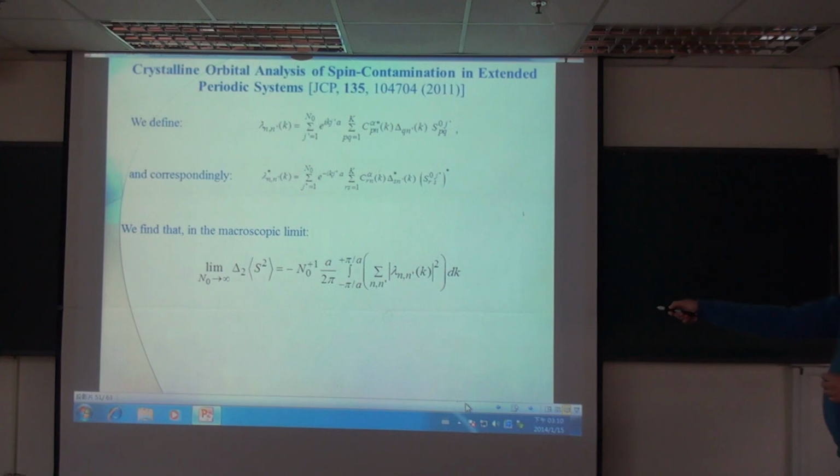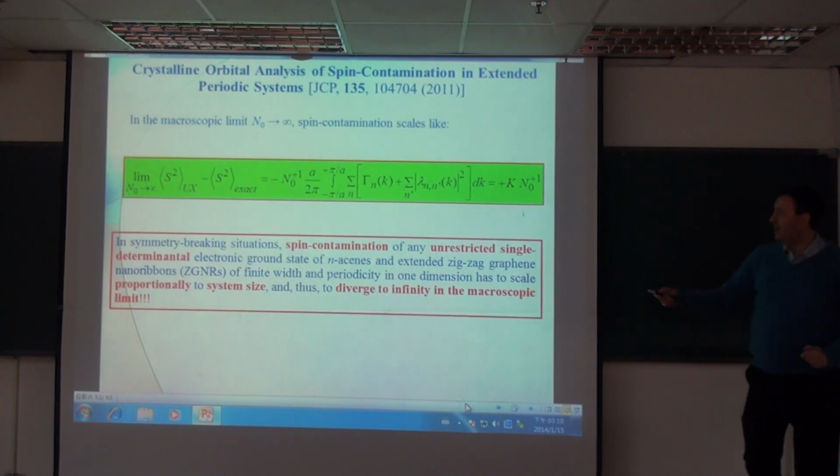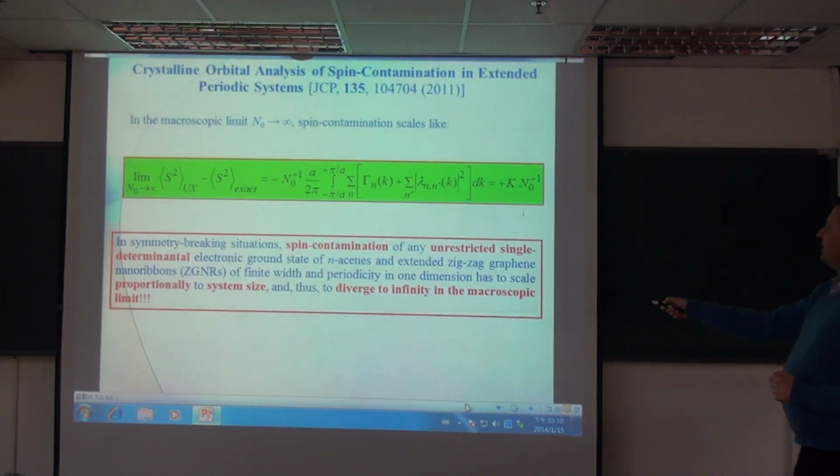And thus we can find that in the macroscopic limit, the second order contribution is proportional to the number of unit cells in the supercell. Thus, combining all results together, we find that the spin contamination does scale proportionally to the number of unit cells in the limit of an infinite system.